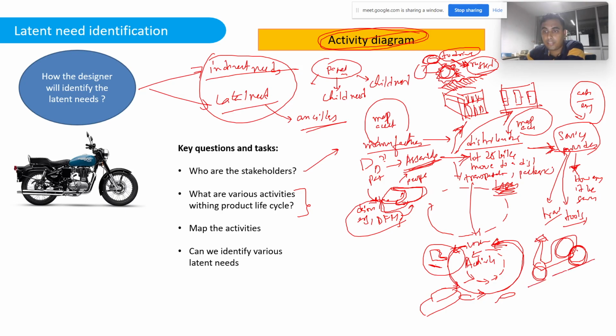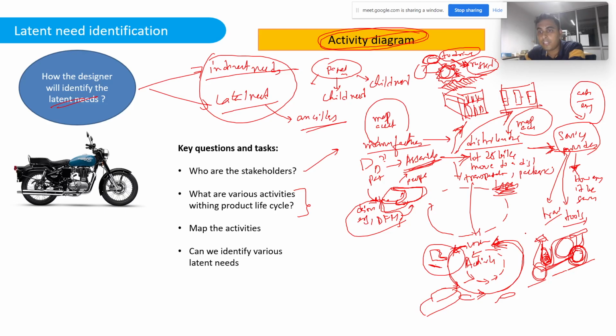Because many of the customers saw this particular requirement, that the scooty should also be usable for long drives. Similarly, this particular space is used for grocery shopping, everything like that. So these kinds of requirements come from analyzing the user activities. Okay? So these all come under latent needs.